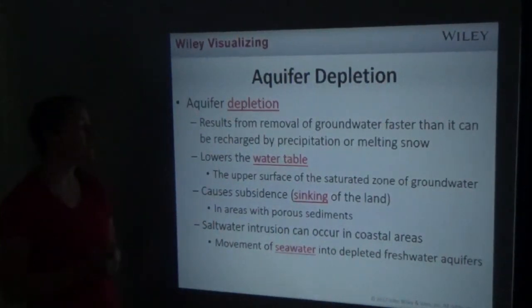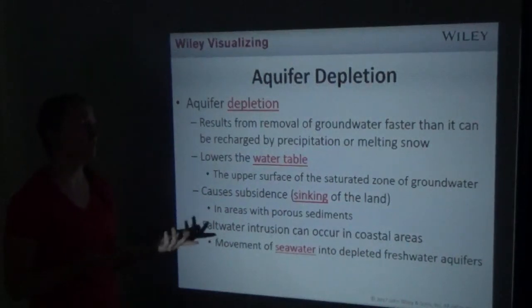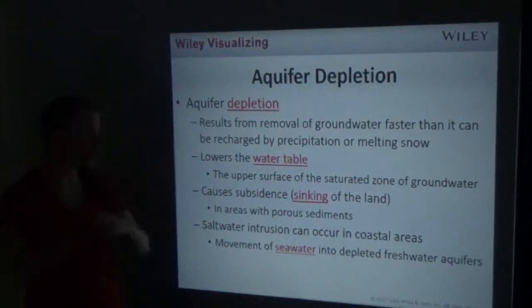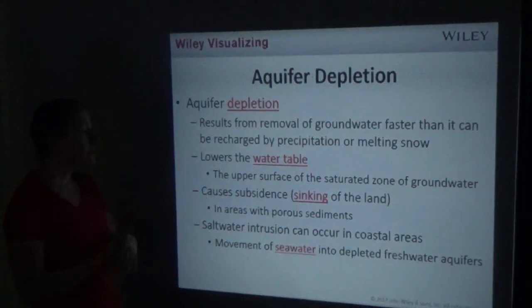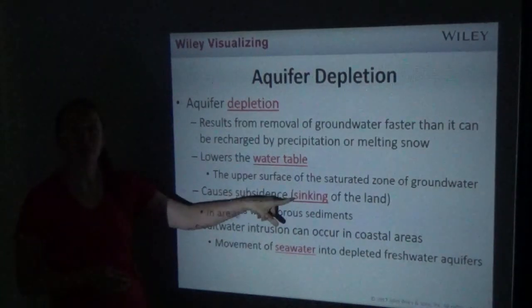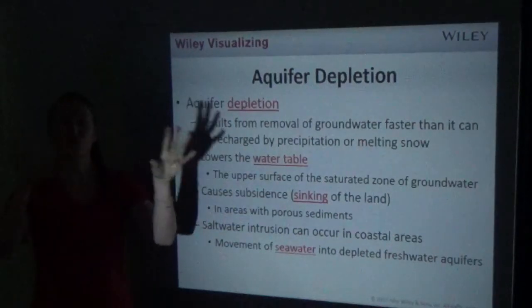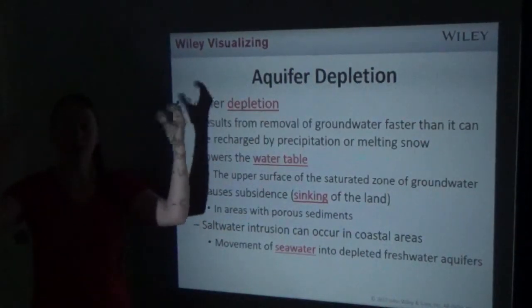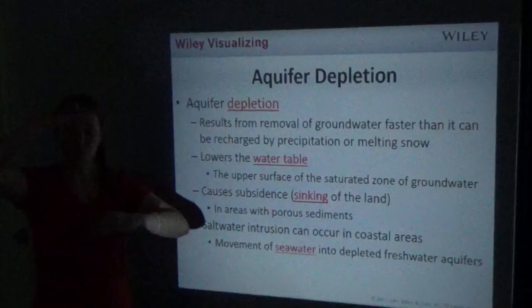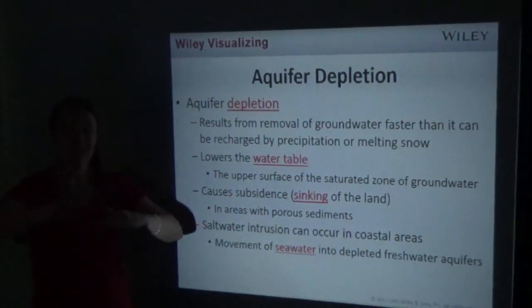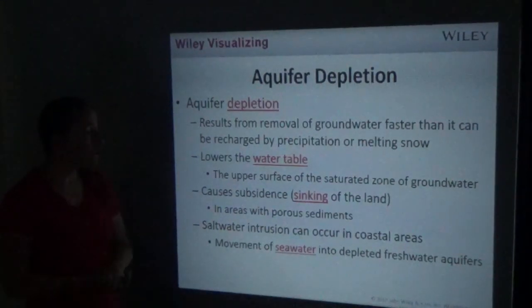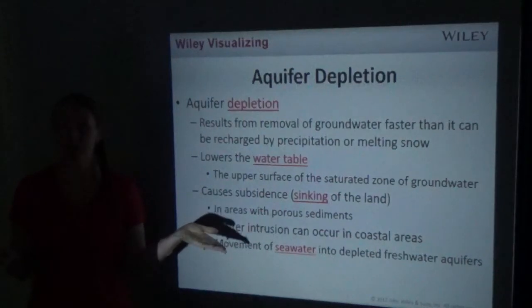The water table is just the upper surface of the saturated zone of groundwater. So that's kind of the top portion. It can cause subsidence, which is sinking of the land. Again, think of it like a cave, and it's full of water. Well, if we pump all the water out, the cave's now empty, and so the land can end up settling or sinking. And then it can cause saltwater intrusion if you live in a coastal area.